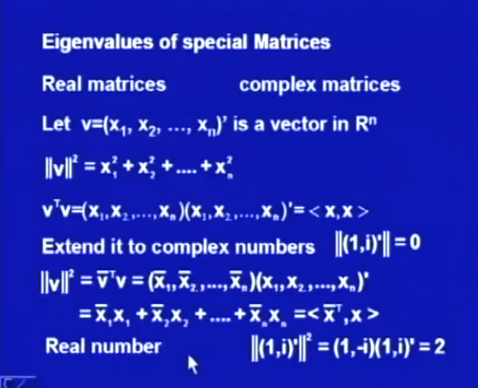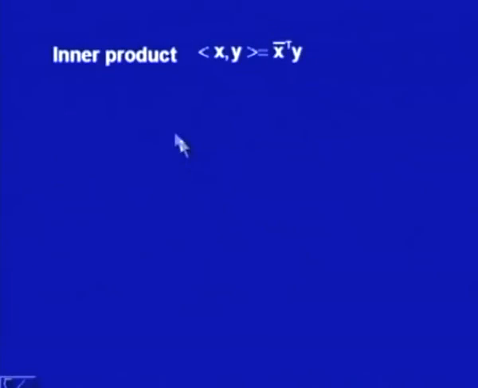positive real number. So, we extend the definition of length in this particular manner, and accordingly the inner product of two vectors x and y is defined as x bar transpose y. One may notice that x bar transpose y is not the same as y bar transpose x. This is in contrast to what we have in real numbers, where the length from x to y is the same as from y to x.